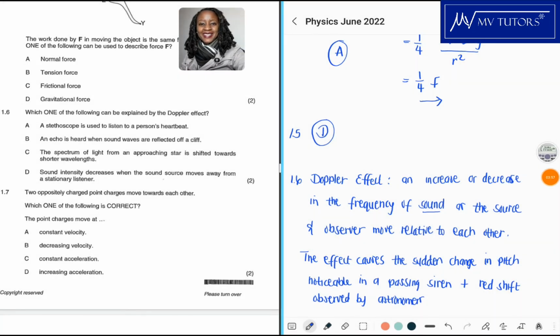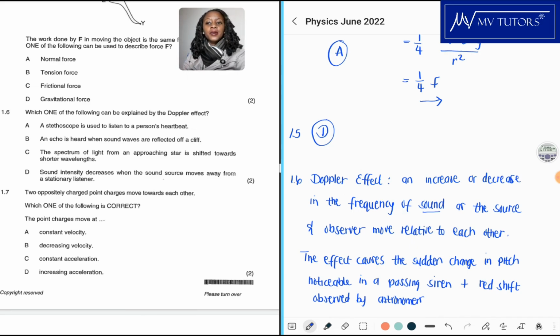Okay, so I went and wrote down the definition just to save time. Basically, with the Doppler effect, you get an increase or decrease in the frequency of sound as the source and the observer move relative to each other. Either one is standing still and the other is moving, or both are moving, but both can't be still. There has to be some sort of movement, and the frequency changes, either an increase or decrease.